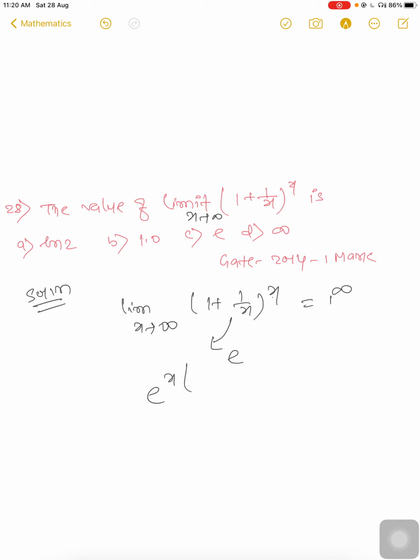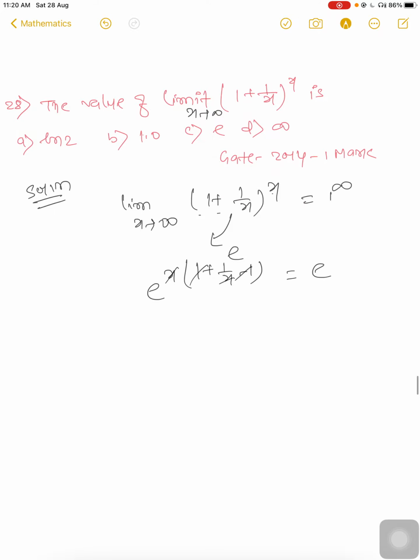Whatever your power x is given, and whatever your base is, 1 plus 1 by x, subtract 1, then you will get minus minus cancel, x cancel, and e. Because of such type of question, for x tends to 0, let's see, 1 plus sin x, and here is the cosec x.